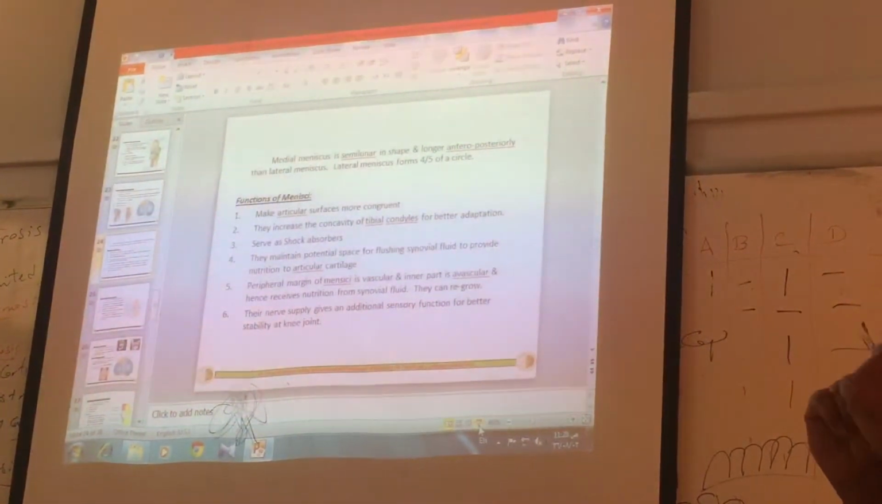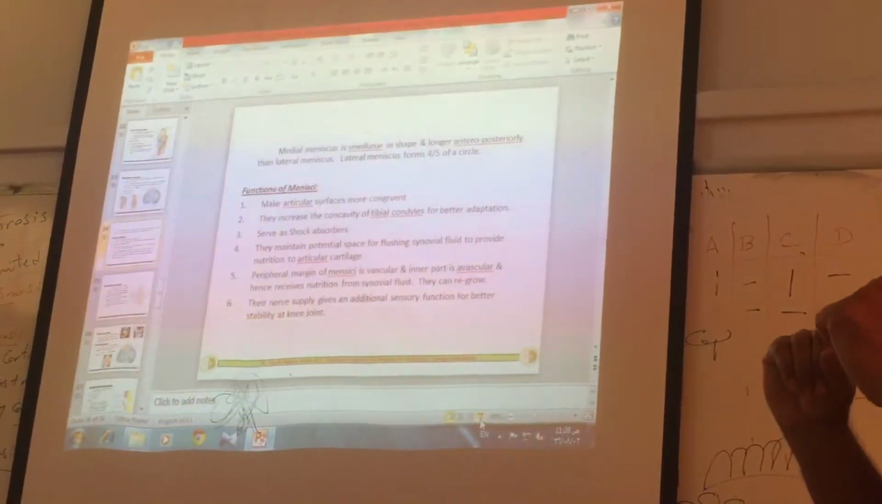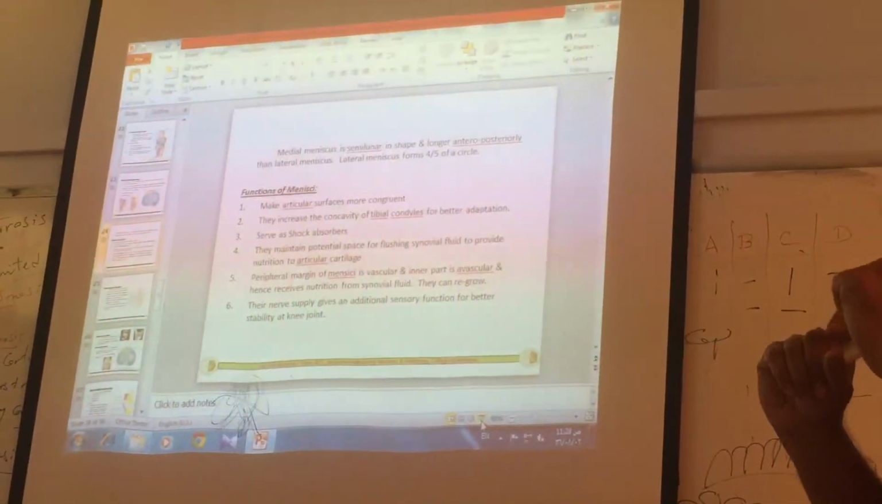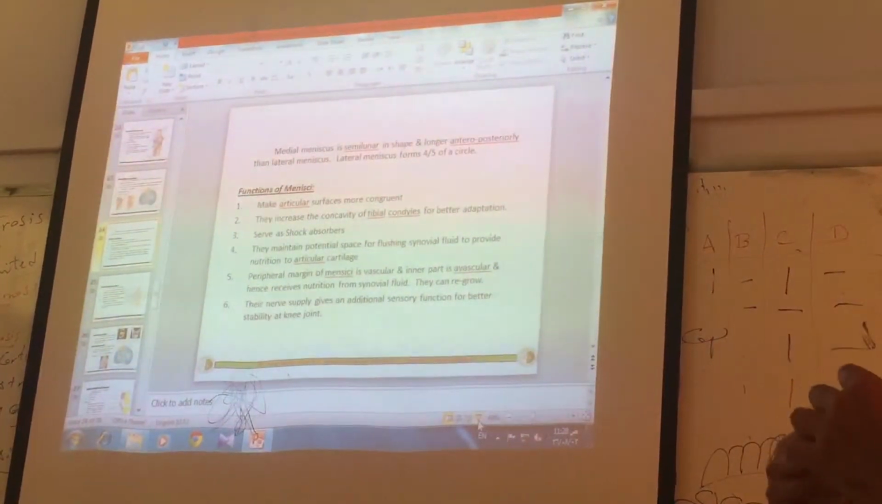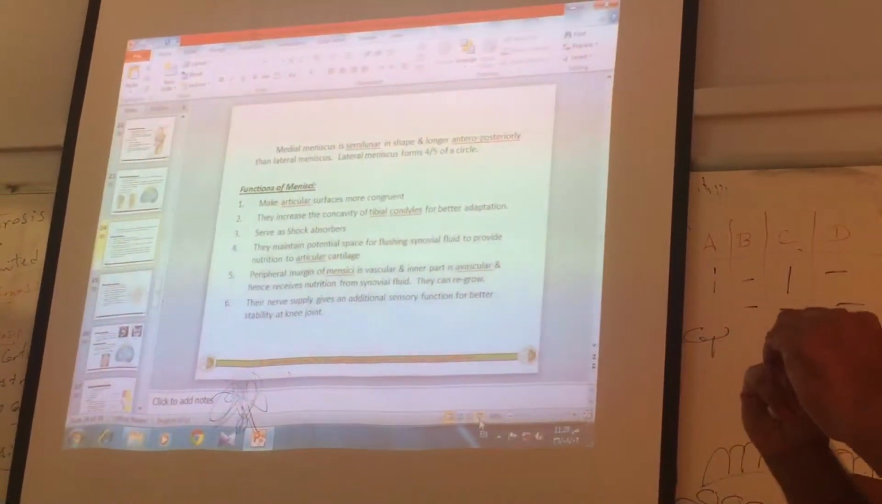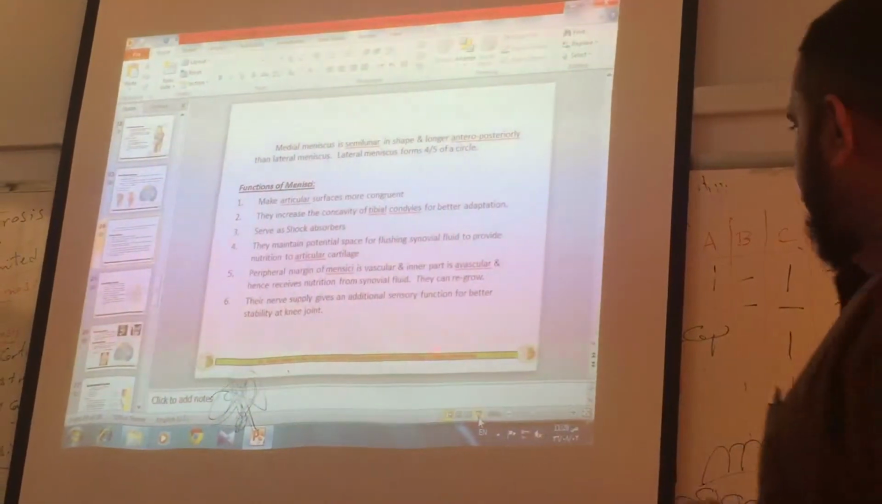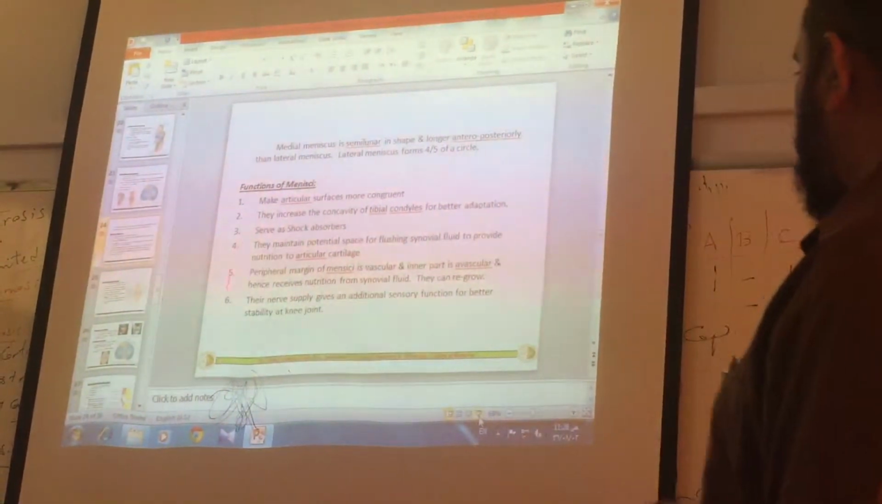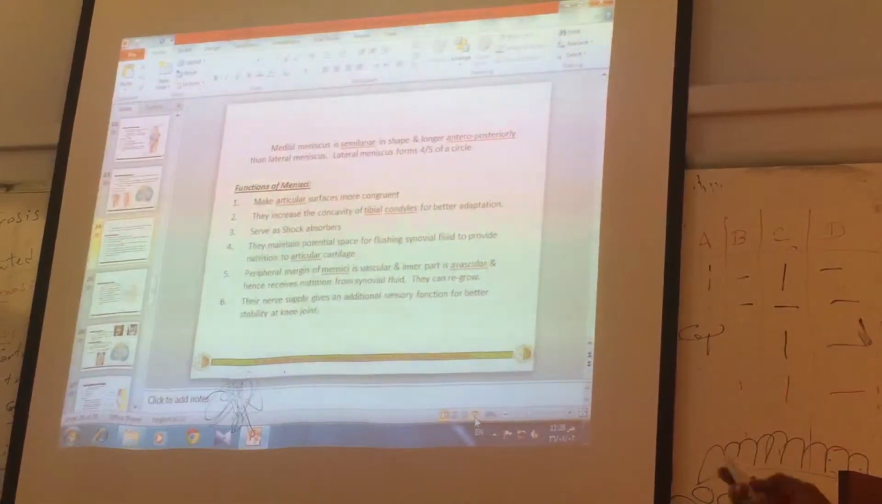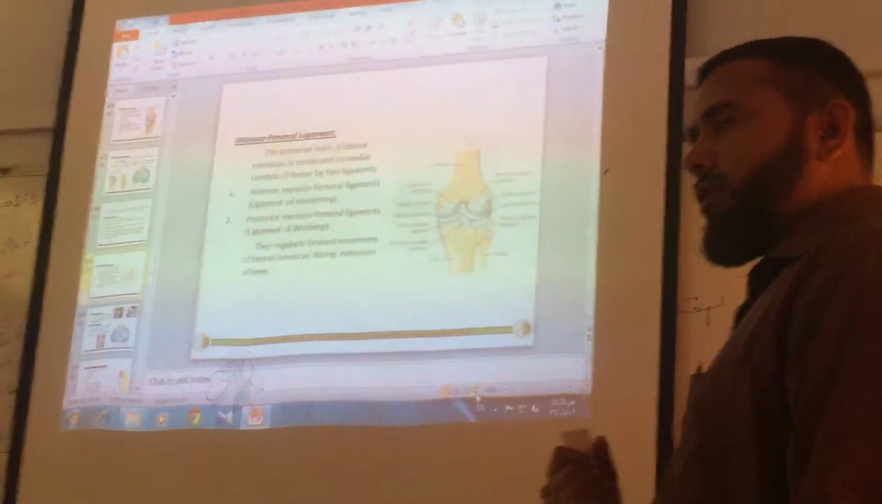So they are not only shock absorbers, but they also have increased sensitivity. So if you do over-stretching exercise, at that time it gives a shock, so you stop from doing very excessive movements. Okay, so they have an additional nerve supply which helps in the stability of the joint again. Okay, so these are some of the functions of the menisci.